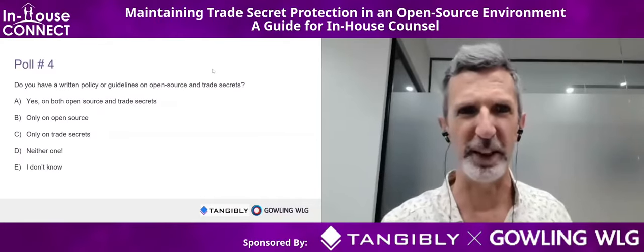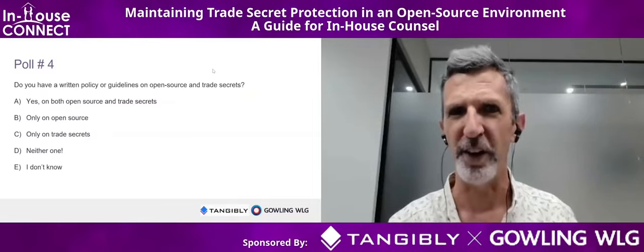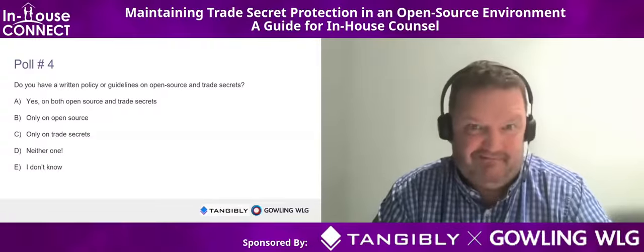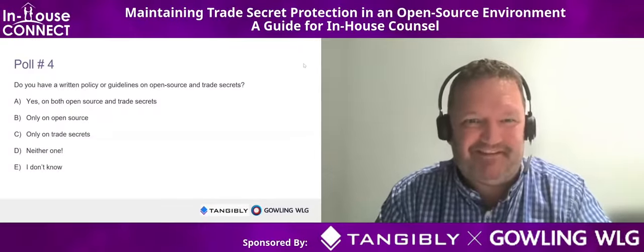And we have another poll, which Shayat, we can very quickly do: do you have written policy or guidelines on open source and trade secrets? This will be interesting to compare, kind of like the last one. And I think this will be one, Chris, in perhaps even a month's time. How will this compare to the responses today?